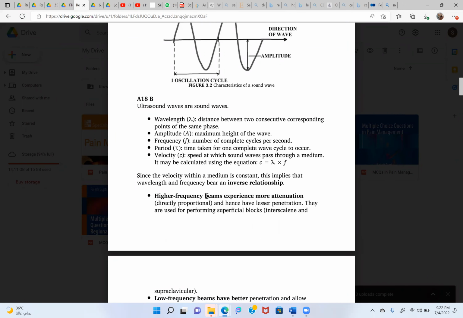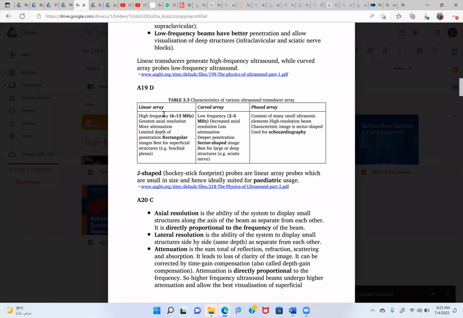I had a plan to discuss ultrasound, but the small thing you should know is that if you are trying to use it for superficial structures, you will use high frequency, and if you are using it for deep structures, it will be a curve probe and it will be low frequency. This is what we will discuss at the moment.